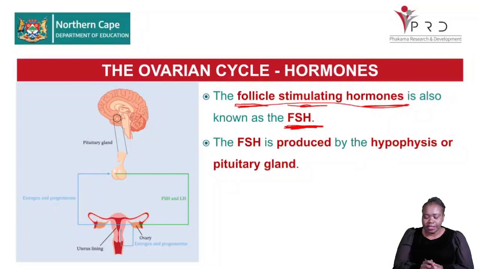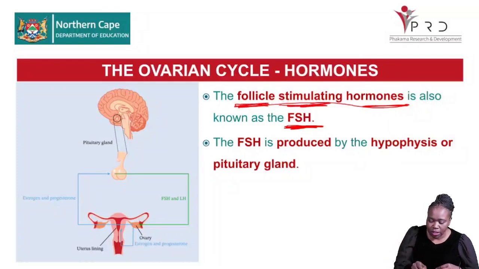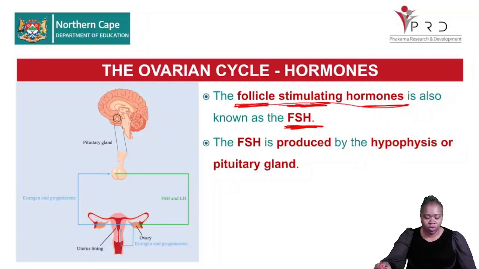When we looked at oogenesis, there was the part that spoke about the follicles being produced, right? The cells of the germinal epithelium produce numerous follicles. Then this follicle stimulating hormone is going to stimulate the development of the follicles. So it's a hormone that stimulates the follicles.